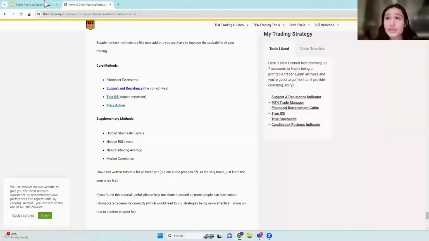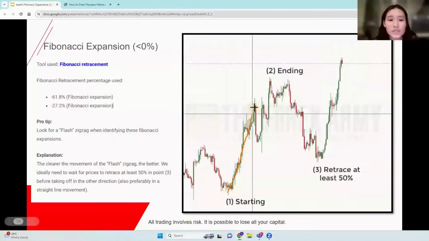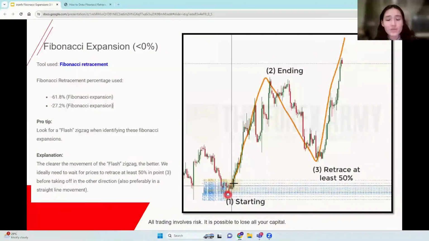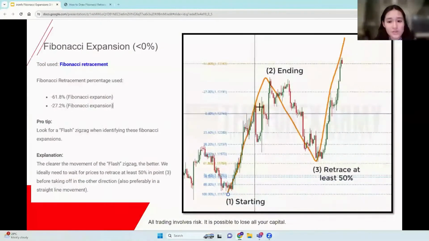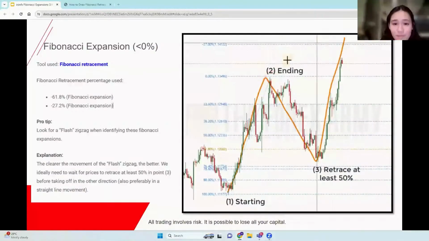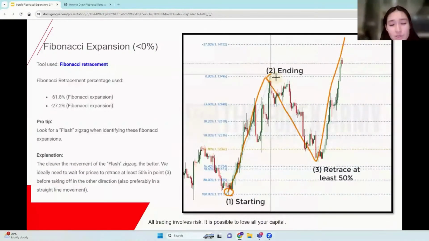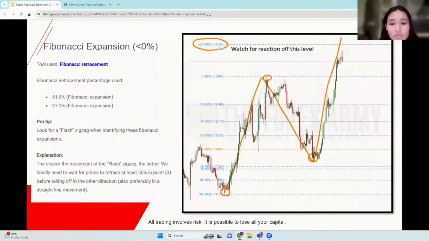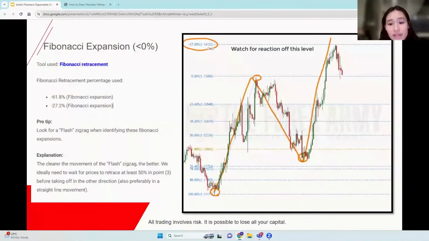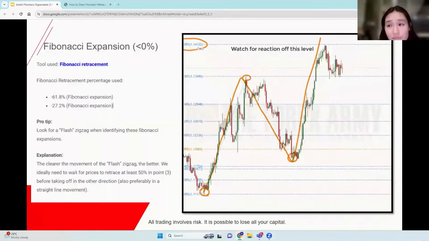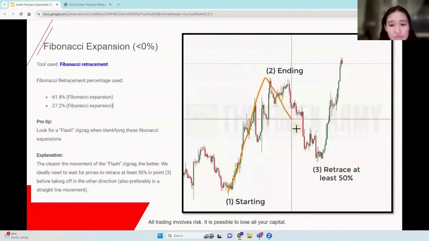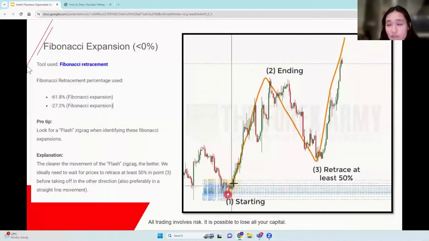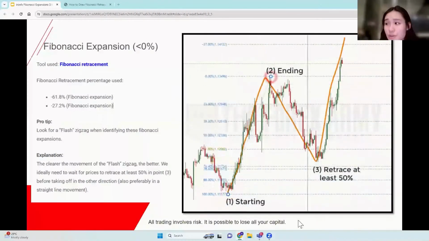Let me go back to my slides. Okay, so let's zoom in to this week's topic, which is Fibonacci expansions, and we're just going to be focusing on the negatives today. Using the Fibonacci retracement tool, we are making use of the negative levels, namely minus 61.8 and minus 27.2. When using this tool, ideally we look for this flash, zigzag, or lightning symbol. Price should retrace at least 50% in 0.3 as shown in the video here before reversing off. You can see in the GIF I've included here.